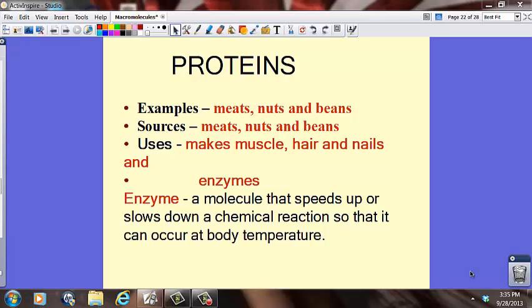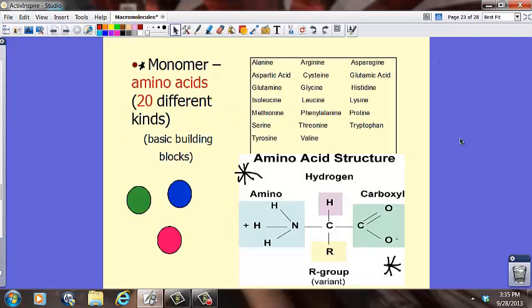Again, the making of our macromolecules and creating those bonds, when we said the hydrolysis reactions and the dehydration reactions, these are all driven by enzymes, okay? And so these enzymes are helping with those reactions. So the monomer of a protein, which of course the protein would be the polymer, we say the monomer are amino acids. There are 20 different amino acids, although you do not have to memorize them, and they are the basic building blocks of our protein.